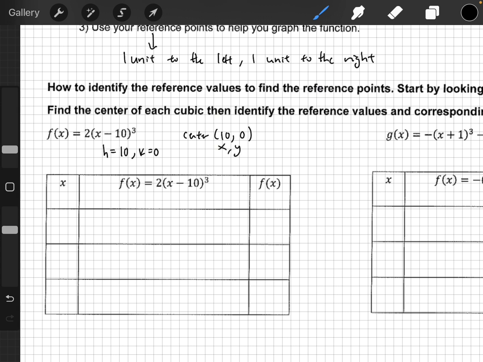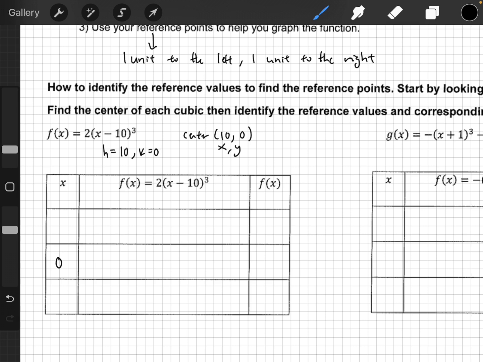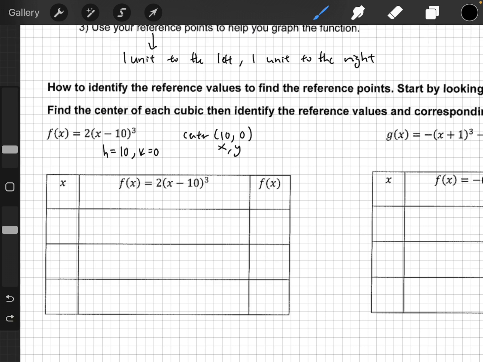So written also in the xy format, we can put our 0 here, and f of x equals 10. In the xy format, we can put a 10 here and a 0 here. And if we go 1 unit to the left, we'll go to 9, and 1 unit to the right is 11.